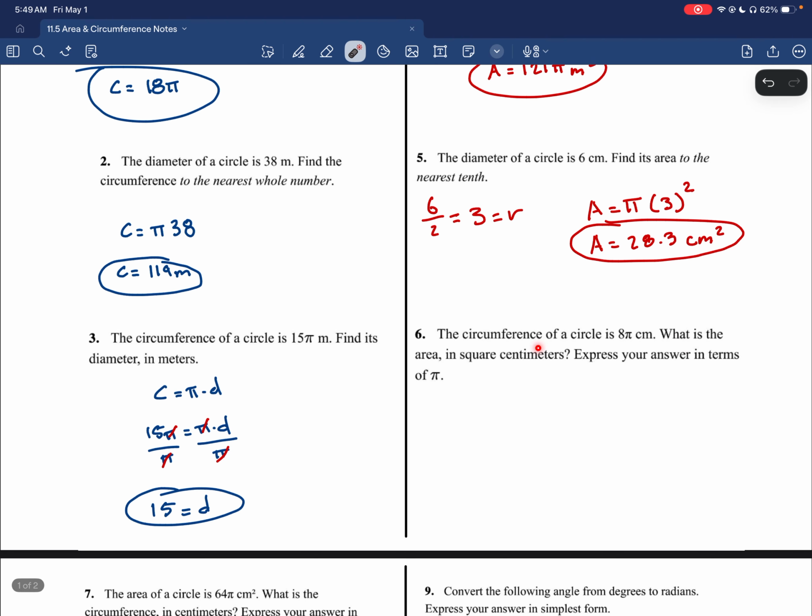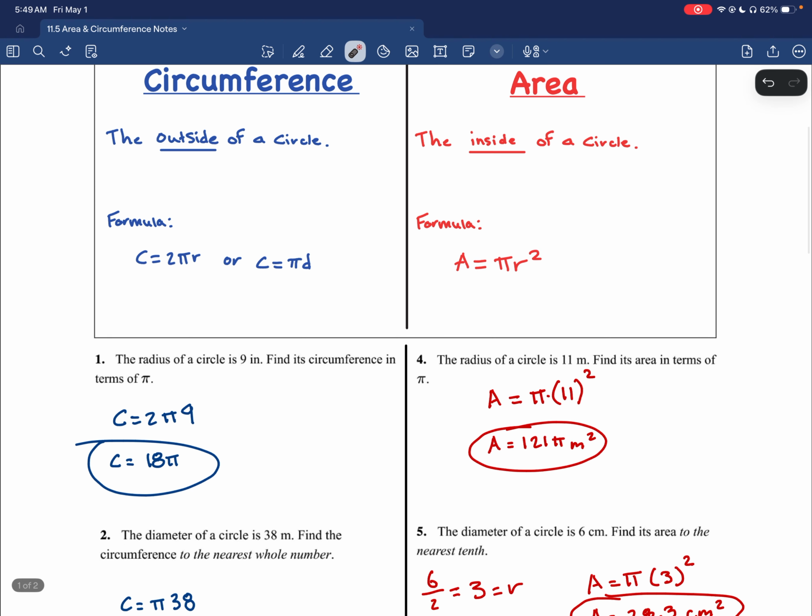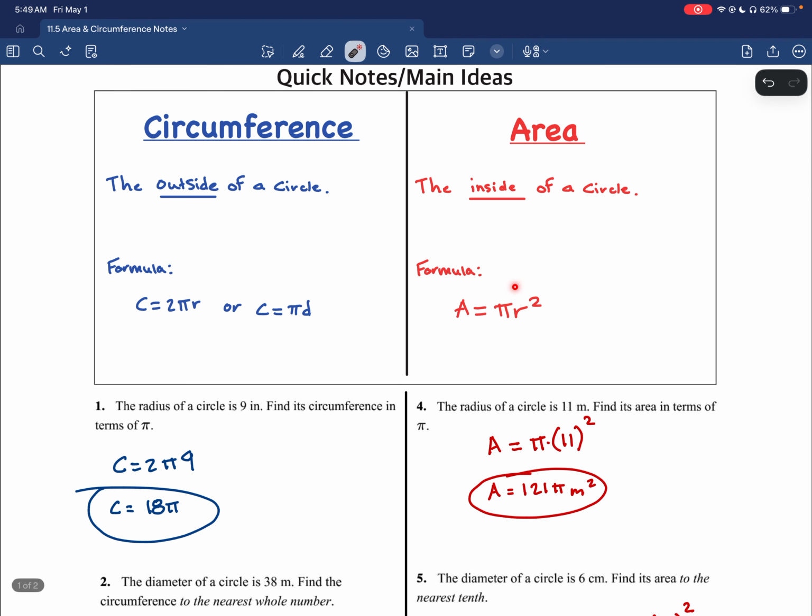So the circumference of the circle is 8 pi, and I need the area. Well, if I'm going to use the area equation, I need to know the radius. Okay, so because I need to know the radius, I'm going to use the circumference formula that includes my radius. Okay, because that's going to, at the end, tell me what my radius is. Okay, so I'm going to use this equation first.